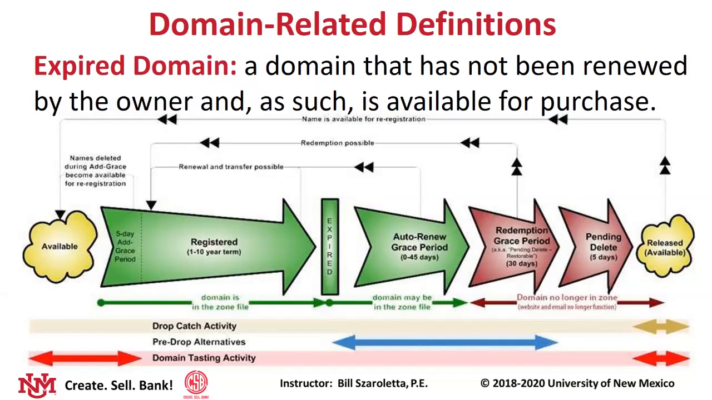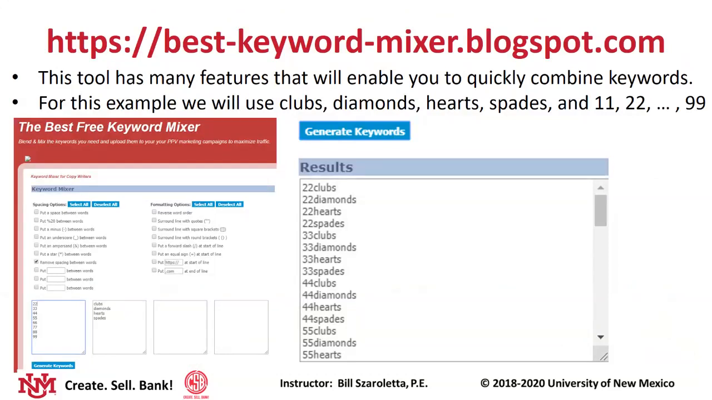So that's important things. Now, once you have your keywords or your key phrases, sometimes you want to juggle them and put them into different orders. Now, I'm going to just do an example here where we've got clubs, diamonds, hearts, and spades. I put that in the second box, and then I have 11, 22. Actually, I left off 11. So we just start with 22 through 99.